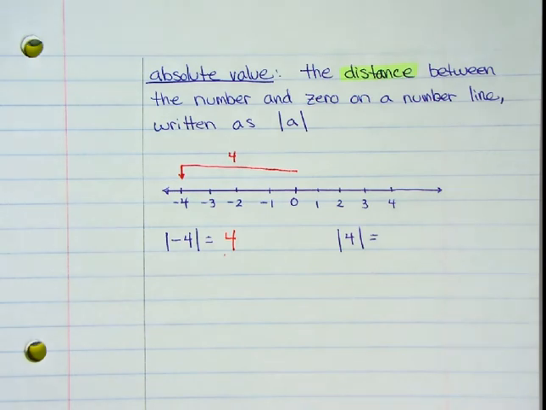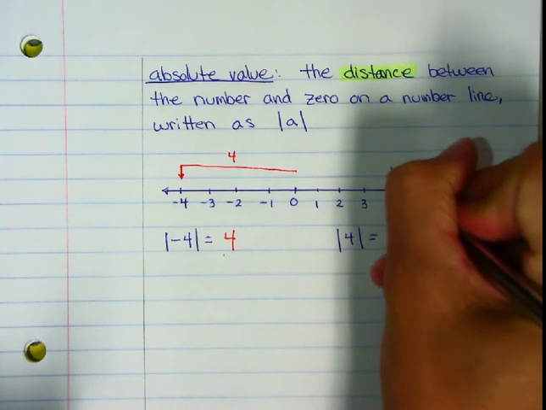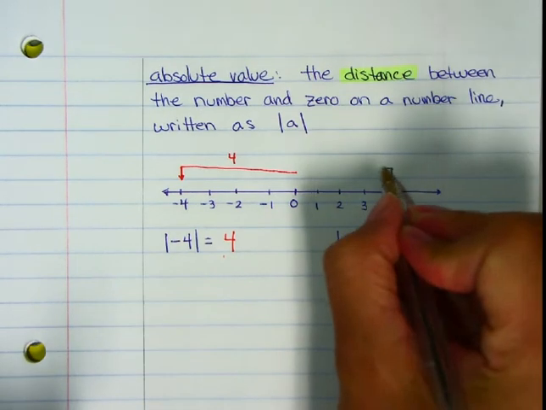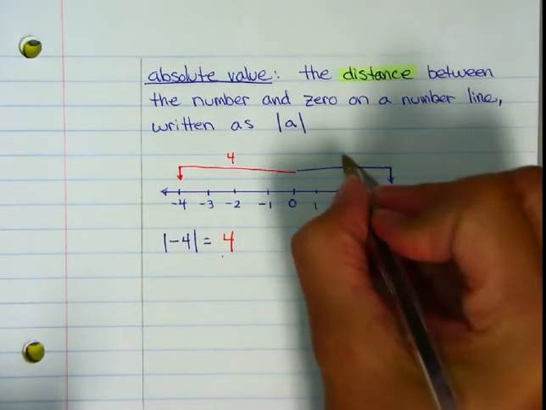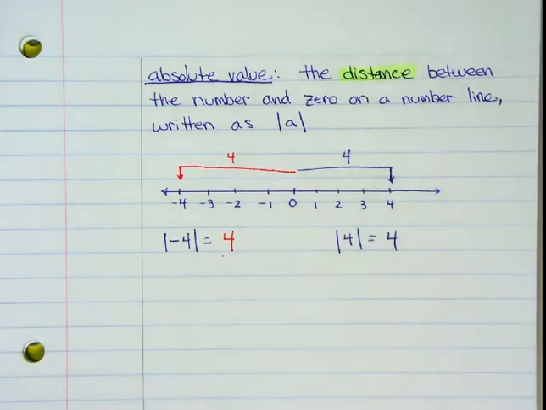The other question is, what's the absolute value of +4? So we're asking about +4. That's right here. How far is +4 from 0? And you would count that it is also 4 steps away. So your answer is 4.